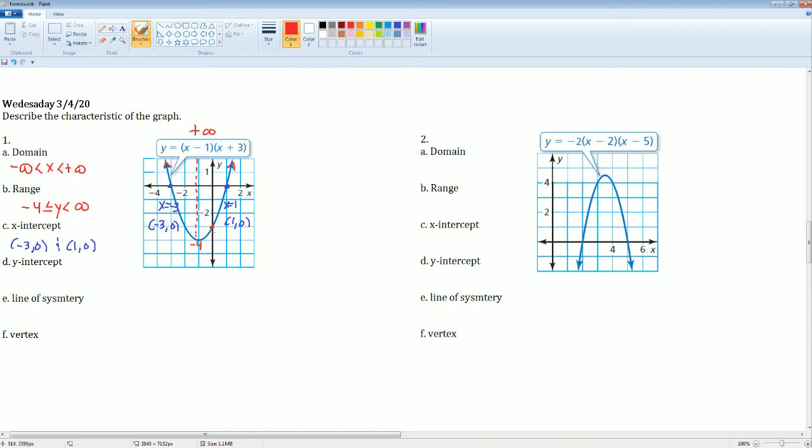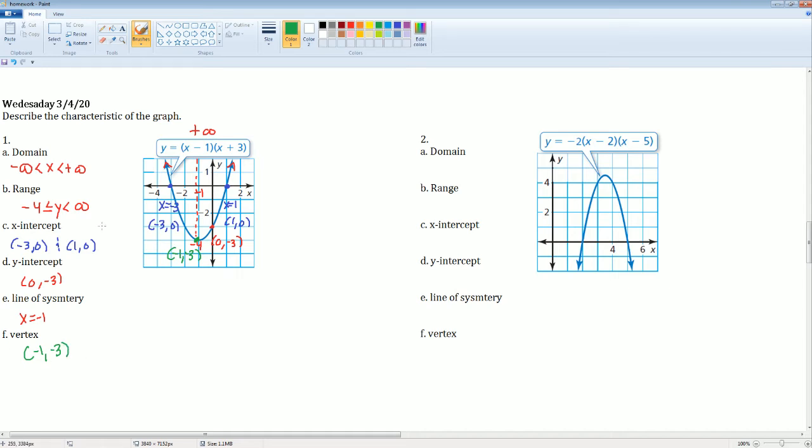The y-intercept is where the line crosses the y axis. So -1, -2, -3. So it's 0, -3 for the intercept. The line of symmetry looks like it goes down right here at -1, so the line of symmetry is x equals -1. And the vertex is this point exactly, -1 for the x and -3 for the y. So -1, -3 for the vertex.